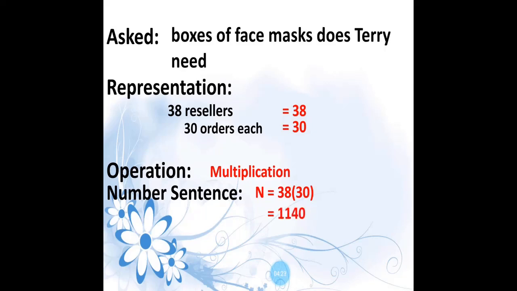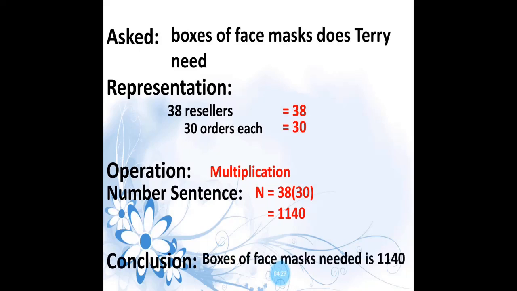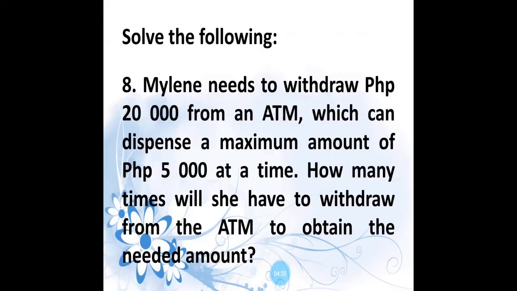That would be 1,140. Therefore, boxes of face masks needed is 1,140 pieces or boxes. Okay? So, next one. Clear? Okay.